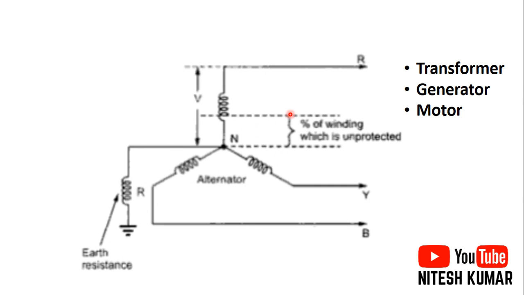See here in the picture I have shown that this much percentage of winding is unprotected. So in that case, to protect this part we have implemented the REF protection relay. So here is the need of the REF protection relay, which we use in the transformer, in the generator and in the motor.